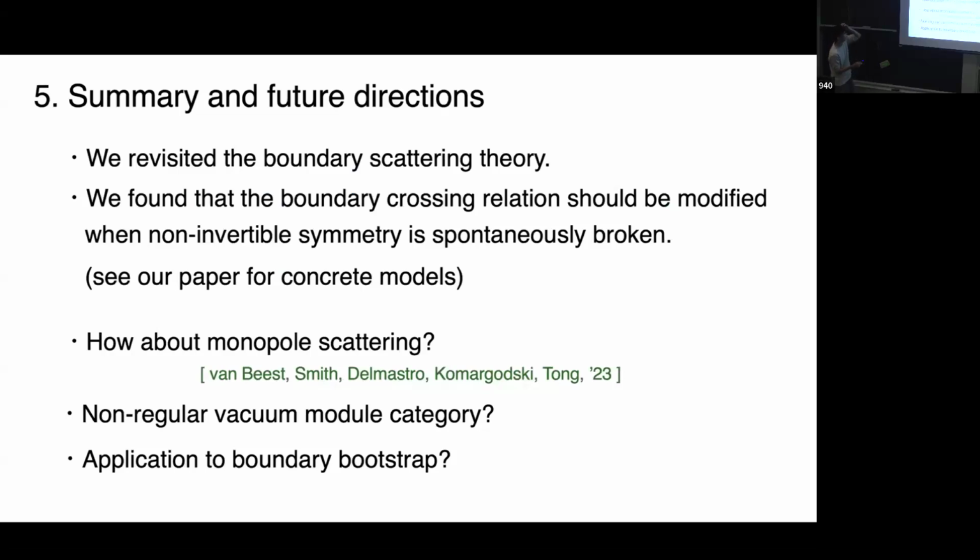So here, let me summarize with some future directions. We revisited the boundary scattering theory. And we found that the boundary crossing relation should be modified when non-invertible symmetry is spontaneously broken. If you are interested in some concrete examples of boundary scattering, then please check our paper. So these are some future directions. So thank you.